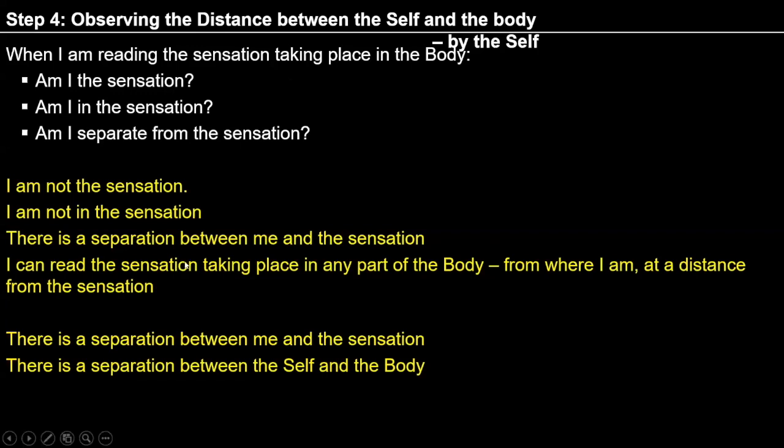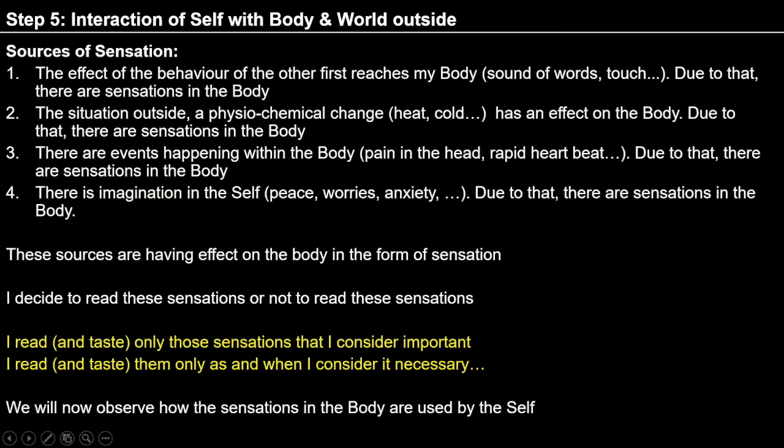With this, in step 5, we are trying to find out the sources of sensations. Many sensations are taking place in the body, and sources could be different. So in step 5, we are trying to see the sources of sensations. We discussed these 4 possible sources.